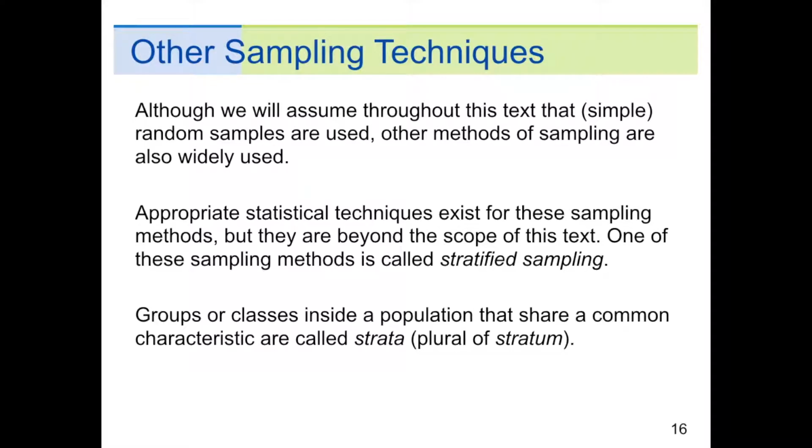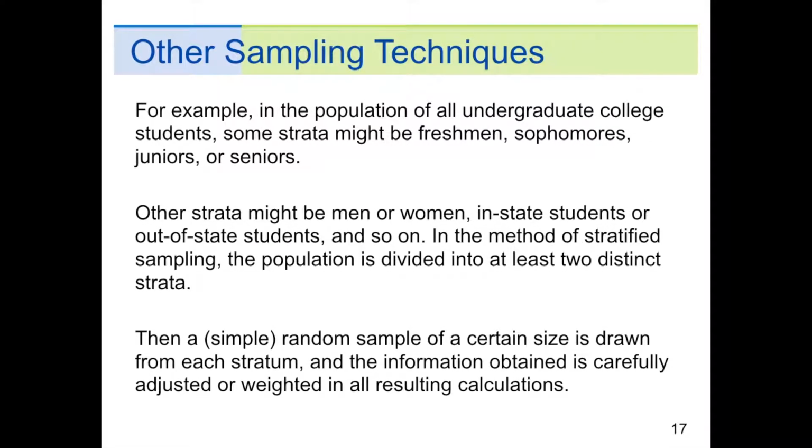One of these sampling methods is called stratified sampling. Groups or classes inside a population that share a common characteristic are called strata. For example, in the population of all undergraduate college students, some strata might be freshmen, sophomores, juniors, or seniors. So we're taking a population, undergrad college students, and we're splitting them up into groups. Other strata could be men or women, in-state students or out-of-state students, and so on.